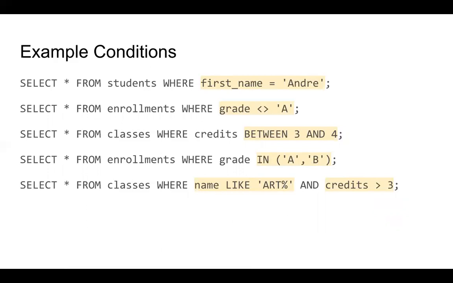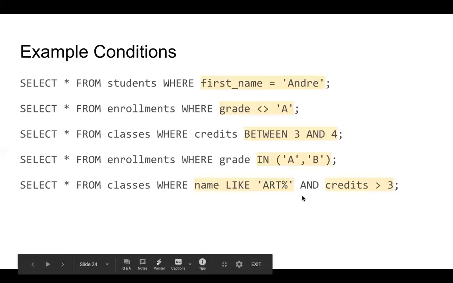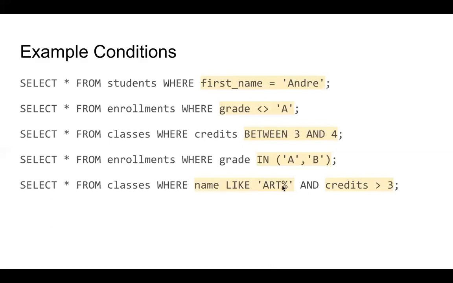Any question about selecting from a database? Does the percentage sign mean something? Yes, that percentage sign is what's called a wildcard operator. So when we say where name is like art%, we're saying where the name has art and then some characters afterwards. So that would give us art 1, art 203, art 5, art 50, etc.